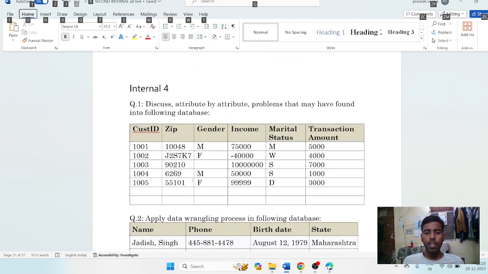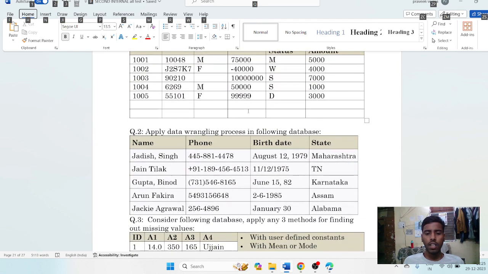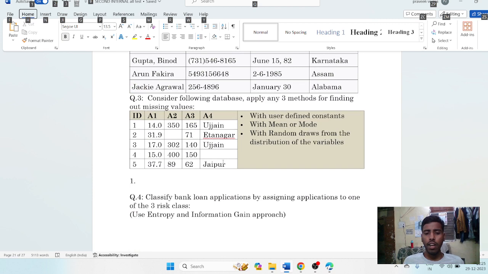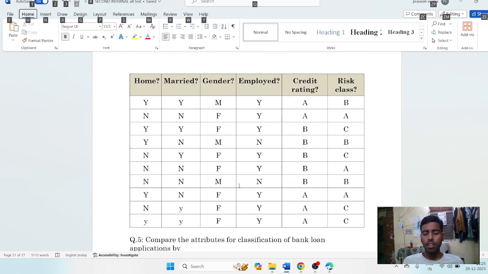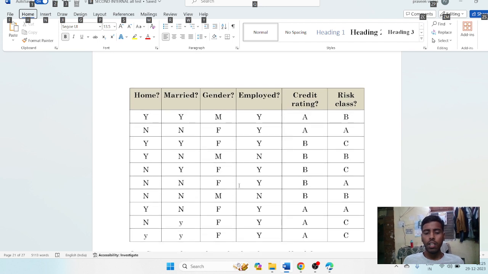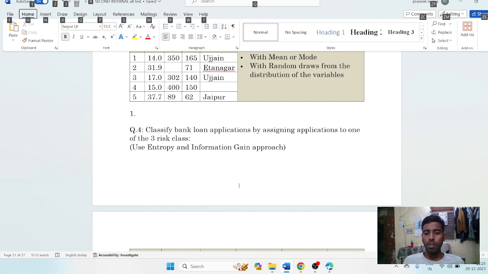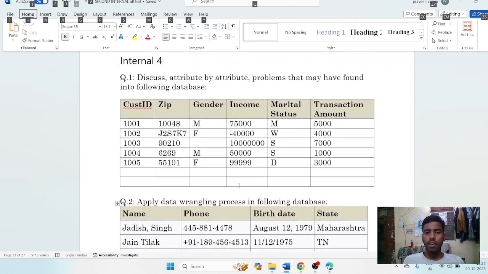In this video, we will understand how to wrangle the data, what the wrangling process is, how to find missing values in the database, and how to generate a decision tree by calculating Gini index, or by calculating entropy, or by calculating information gain in each question. Okay, so let's get started with this video.